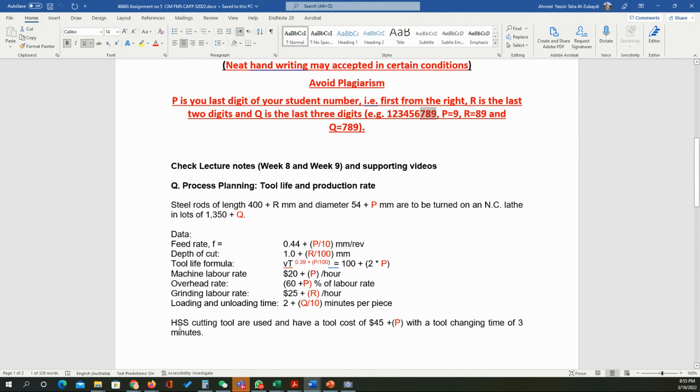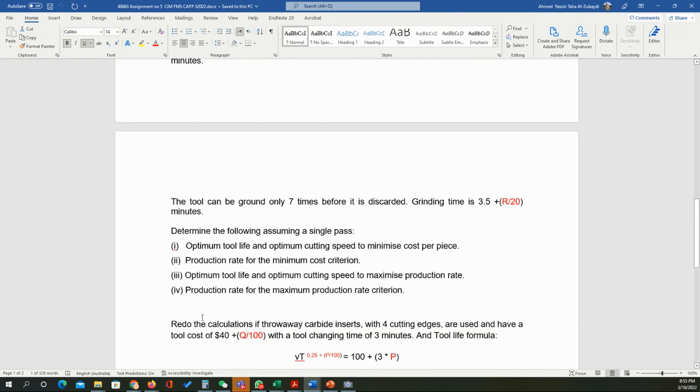Once again, we said that we're using the high-speed steel cutting tool, which has the tool cost of 45 plus P with a tool changing time of 3 minutes. So we need to find the tool can be ground 7 times before it's going to be discarded. The grinding time is going to be 3.5 plus R divided by 20 minutes.